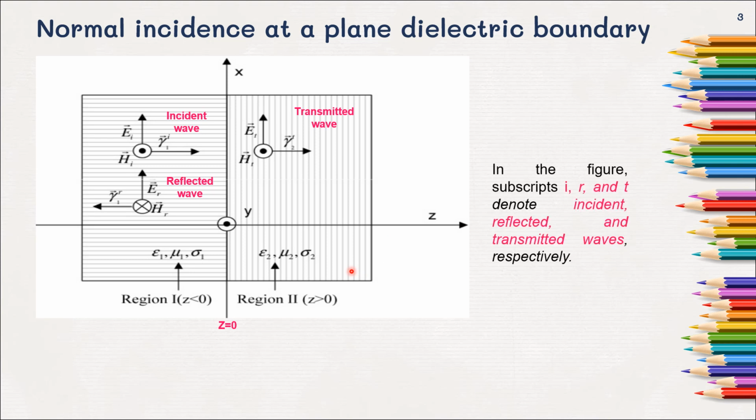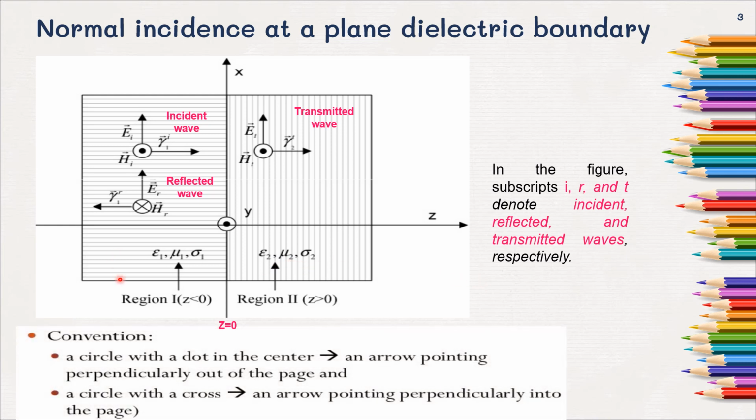Now when we look into the diagram, we have the labels I, R and T. I represents the incident wave, R represents the reflected wave and T represents the transmitted wave. Now z less than 0 is region 1, z greater than 0 is region 2. Medium 1 has the parameters epsilon 1, mu 1 and sigma 1, and medium 2 has the parameters epsilon 2, mu 2 and sigma 2.